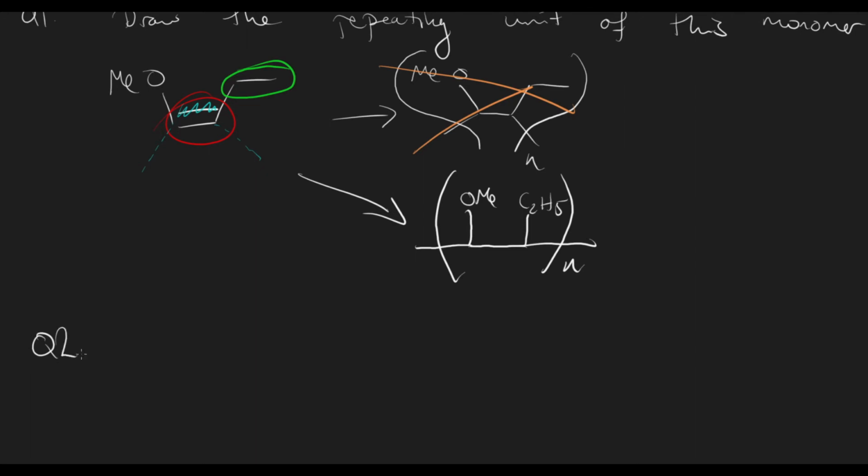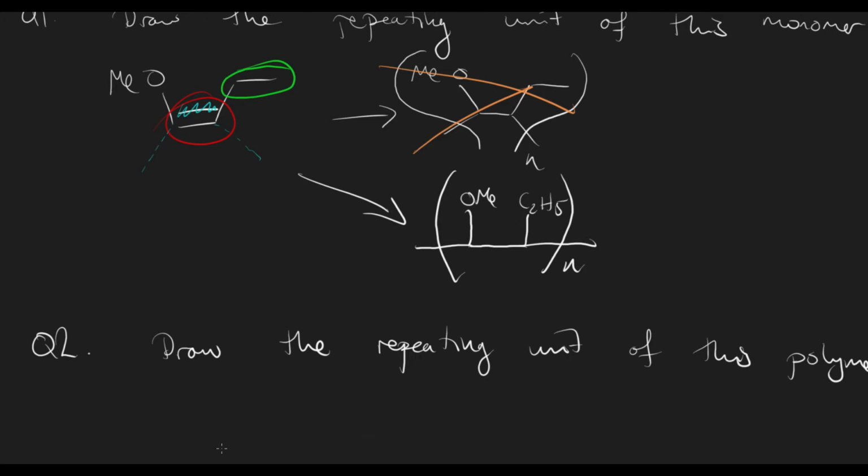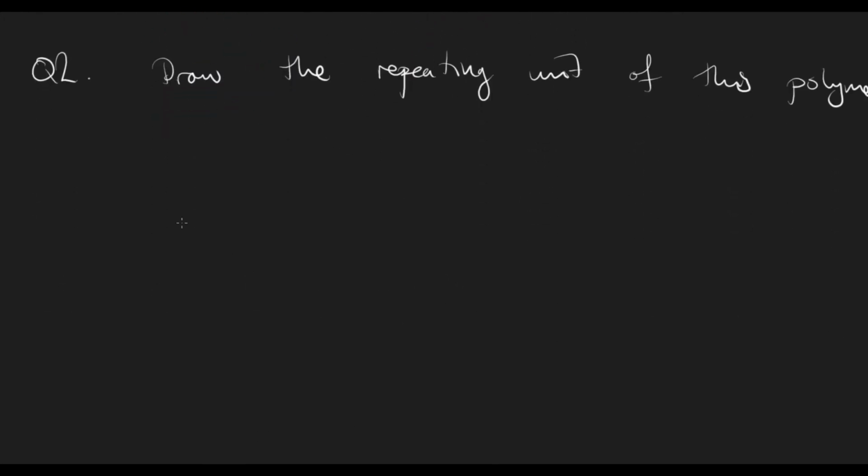And question 2, it might be something like: draw the repeating unit of this polymer. And so you might be given a polymer, and the polymer might look something like this. So on and so forth. Or it might have other complexity to it. And you need to be able to unwrap this, or work backwards, and to draw instead the repeating unit of it. So you need to find a point at which this starts to repeat.